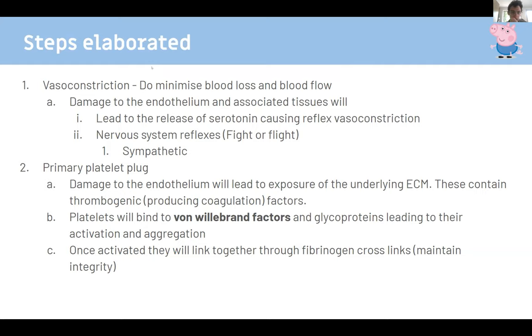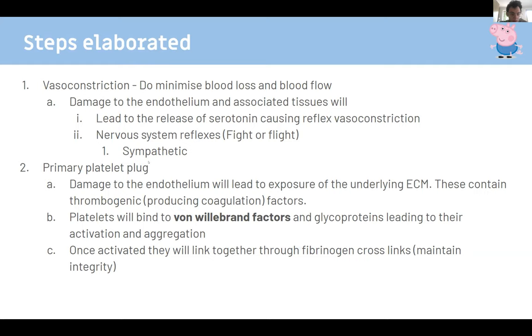Vasoconstriction to minimize blood loss and blood flow, damaged endothelium and associated tissues. It leads to release of serotonin, which can cause a reflex vasoconstriction or nervous system, fight or flight, sympathetic. You don't need to know about serotonin, you don't really need to know about the nervous system, you just need to know there's vasoconstriction to minimize blood loss.